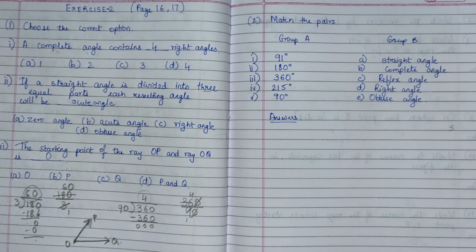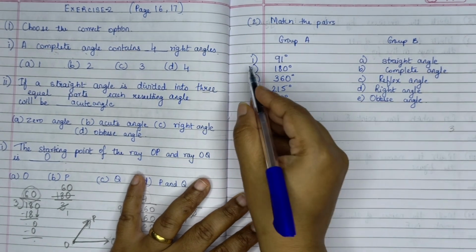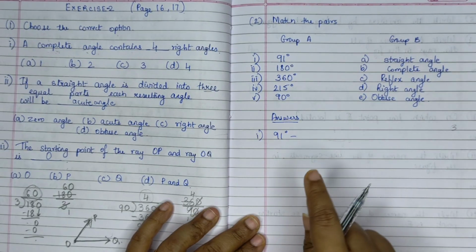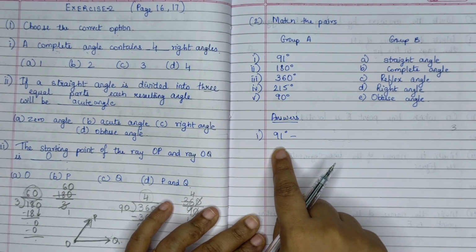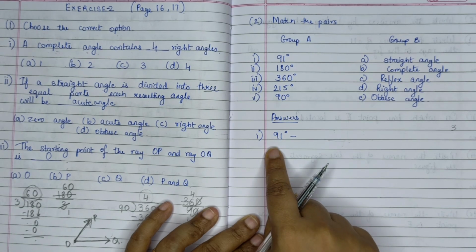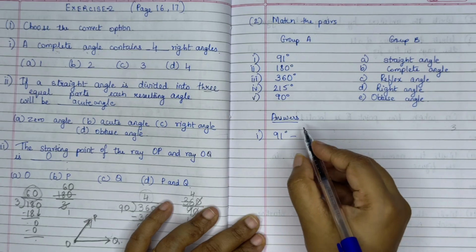Now we have matched the pairs. In the previous practice set, I have already explained what is straight angle, complete angle, reflex angle, right angle and obtuse angle. See the first one over here, 91 degrees. 91 is more than 90. Understood? So when we have an angle more than 90 but less than 180, it is called an obtuse angle.